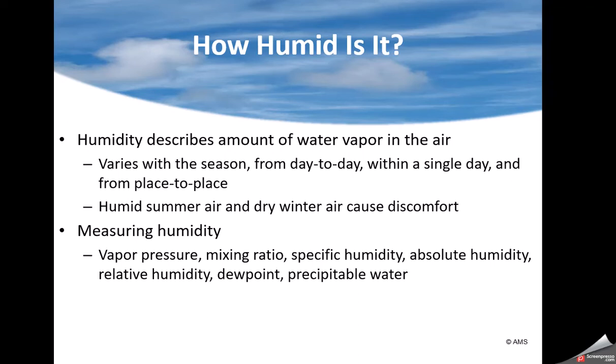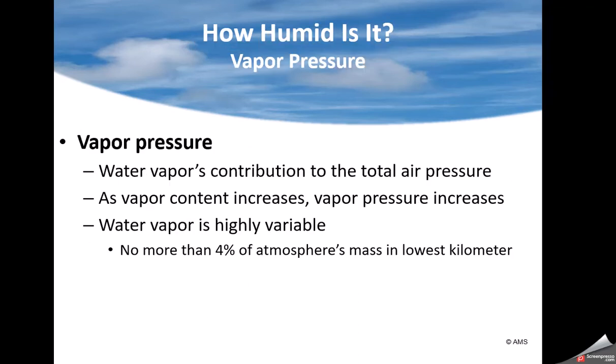So how do meteorologists measure humidity? Well, we have vapor pressure, mixing ratio, specific humidity, absolute humidity, relative humidity, dew point, precipitable water. Okay, did I give you enough? So we have a lot of choices. Vapor pressure. We've dealt with air pressure all along, so let's just start with the fundamental.